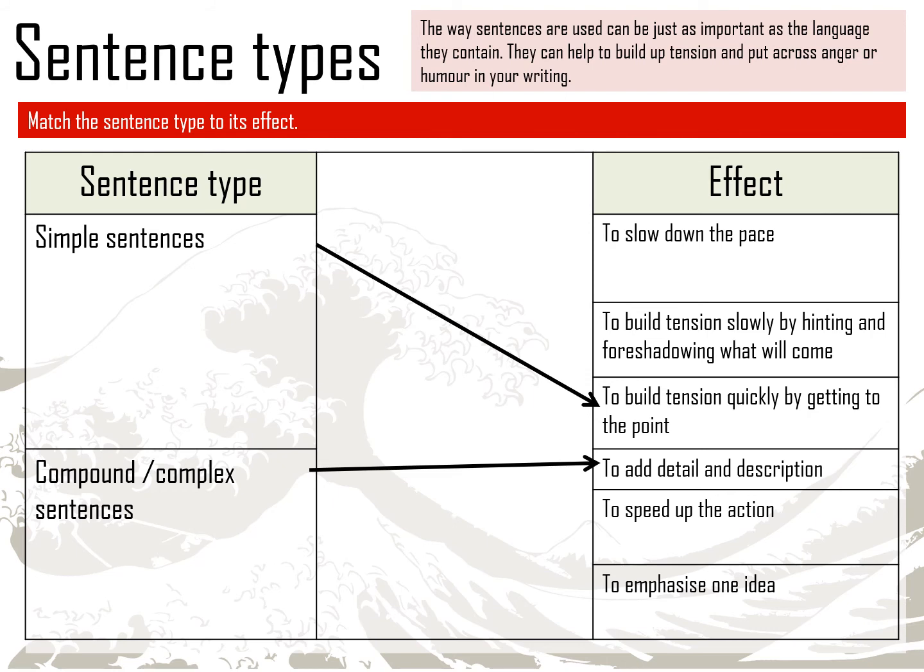Which of those effects do you think link to simple sentences? Which of those effects do you think link to compound and complex sentences? Either draw the arrows if you can print out this slide, or write the list underneath the heading simple sentences. Compound and complex sentences should take you about 3 minutes. When you're ready, move on to the next slide.